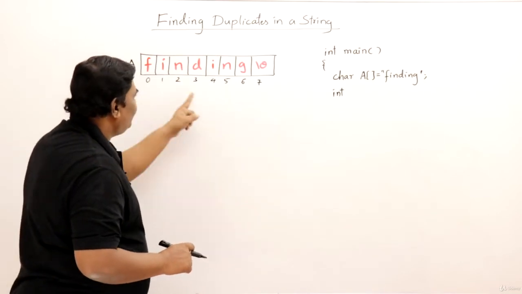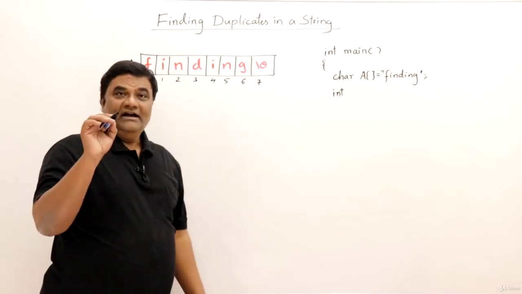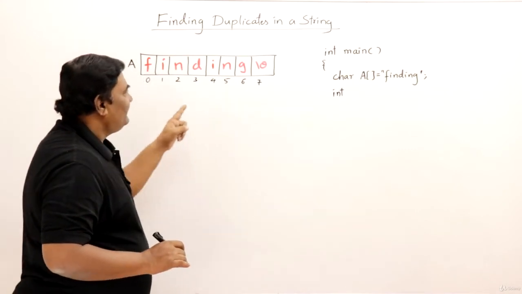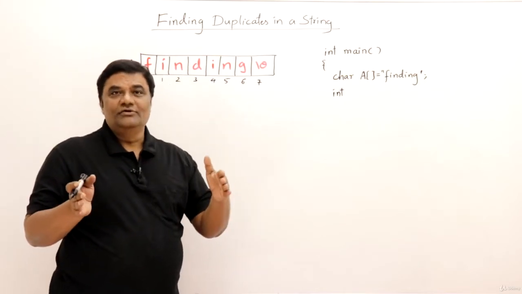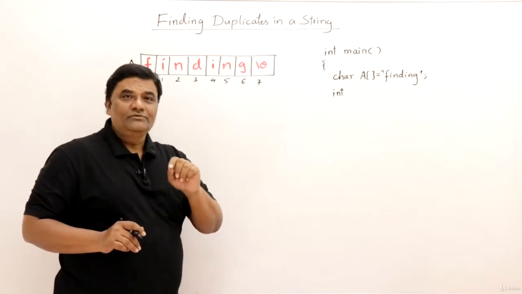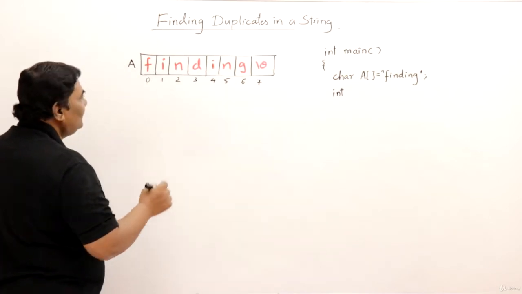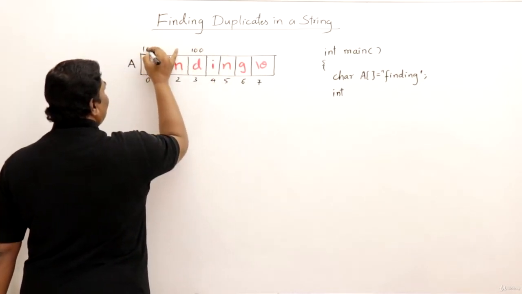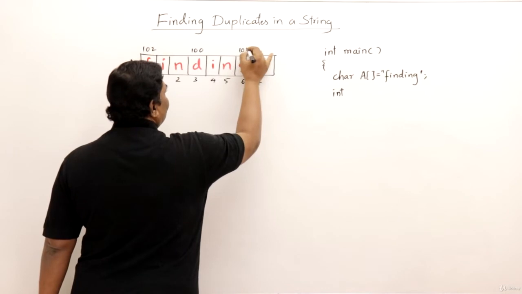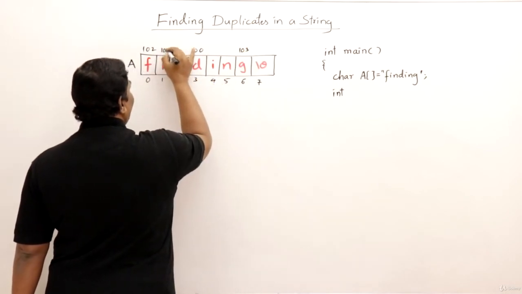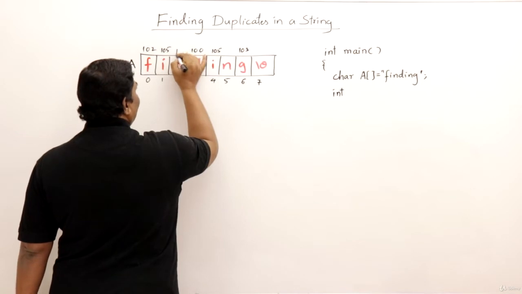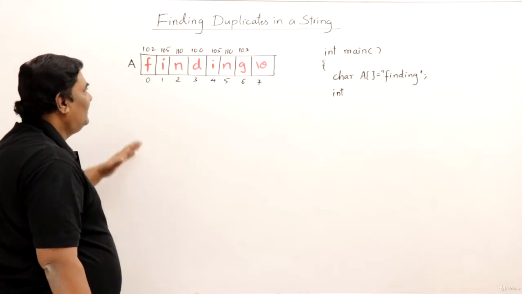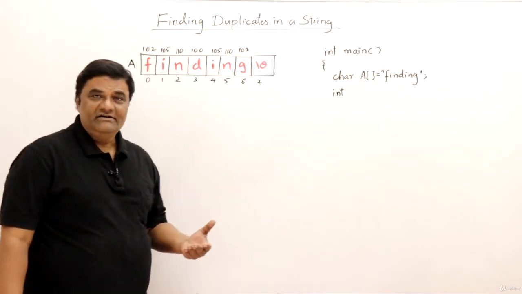We are going to store alphabets, and these alphabets have their ASCII codes. Yes, ASCII code. I have taken all these alphabets as lowercase, so they are in the range of lowercase alphabets. So we should know the ASCII codes of all these alphabets. So let me write down the ASCII codes. The ASCII code of D is 100, F is 102, G is 103, I is 105 and N is 110. These are the ASCII codes. So the ASCII codes are more than 100, right?